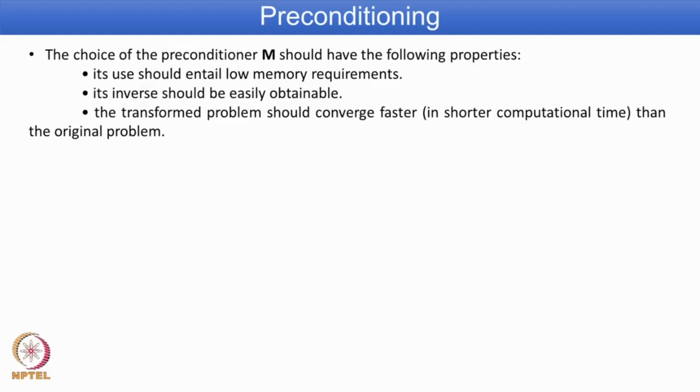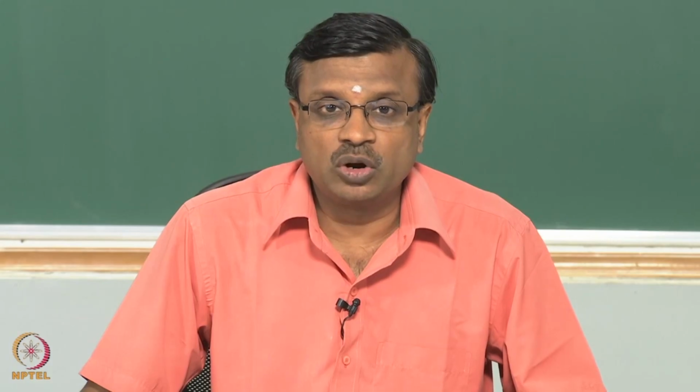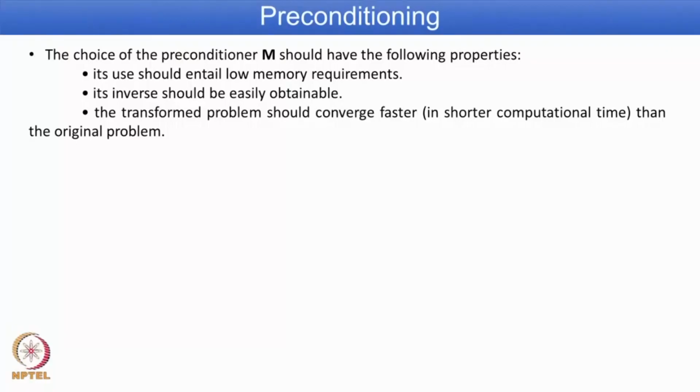Now, we proceed to know about the different preconditioners available. The choice of preconditioner M should have the following properties. Its use should entail low memory requirements. It should not add additional memory. Its inverse should be easily obtainable. Please remember, we want to do preconditioning because with the original coefficient matrix there was a difficulty in getting the inverse. We multiply the original coefficient matrix A with the preconditioner M. The preconditioner M should be easily invertible. Then the transformed problem should converge faster than the original problem.